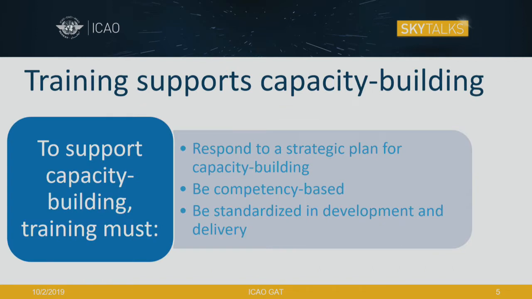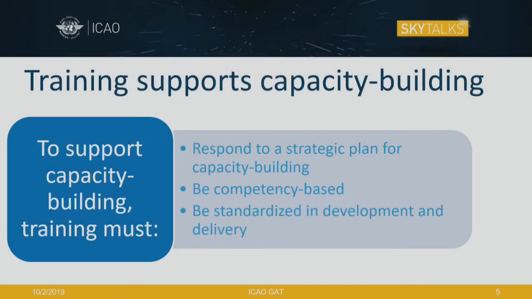So how do you know if training actually is supporting capacity building? It has to respond to 3 criteria. It needs to be anchored in a strategic plan that takes into account capacity building and future requirements. It needs to be competency-based, meaning not knowledge-focused and not theory-focused, but more job-oriented and performance-oriented. And finally, it needs to be standardized in the development and the delivery. This ensures that trainees taking the course have shared competencies at the end of the training that are recognized and transferable, which promotes a more mobile workforce.